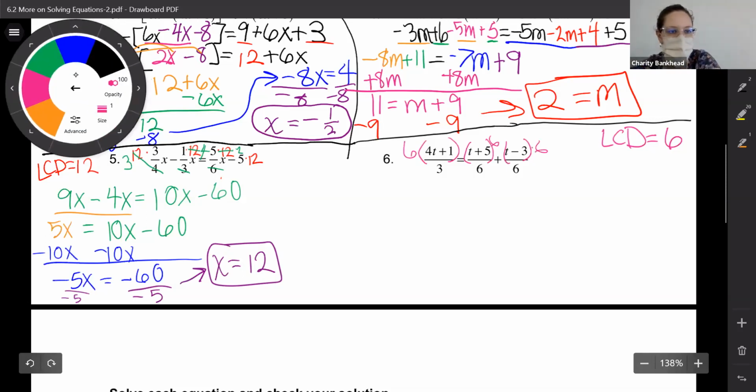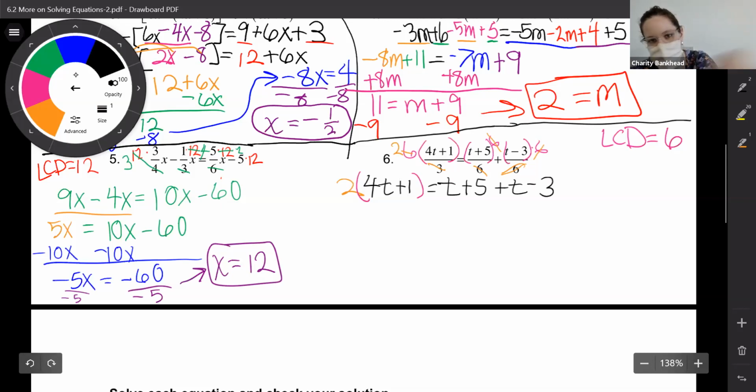And again, let's reduce. So 3 goes into 6 two times. So really we just have to do 2 times 4t plus 1. Equals. And then here 6 cancels out. And on the last one, 6 cancels out as well. So in that case, I don't really need the parentheses now. I'm just going to bring down t plus 5 plus t minus 3.